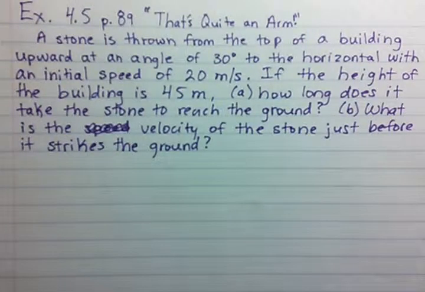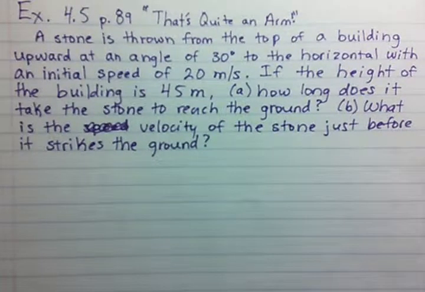In this video, we are going to be solving example 4.5 on page 89 in the AP Physics textbook. This example is called, "That's Quite an Arm." A stone is thrown from the top of a building upward at an angle of 30 degrees to the horizontal with an initial speed of 20 meters per second.